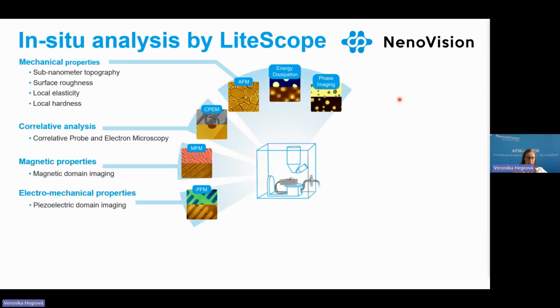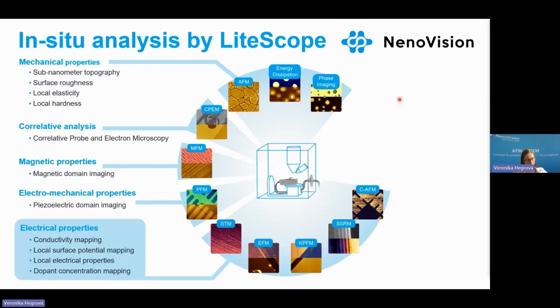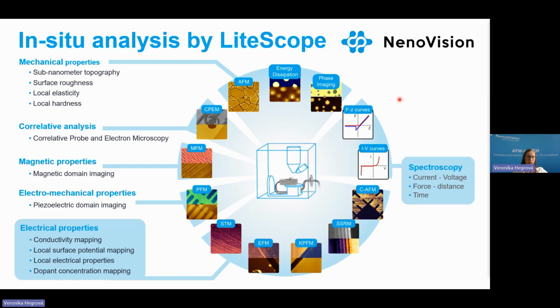LiteScope has a lot of diverse modes of operation. In today's webinar, we will cover electrical properties such as conductivity mapping, local electrical properties, dopant concentration mapping, and in the spectroscopy mode, we will see the current-voltage characteristics.